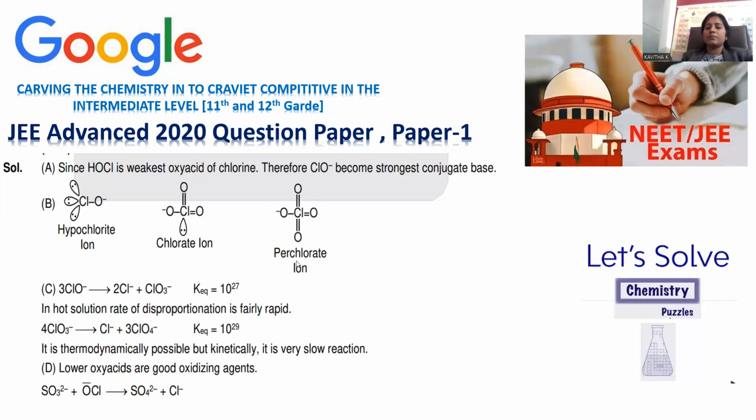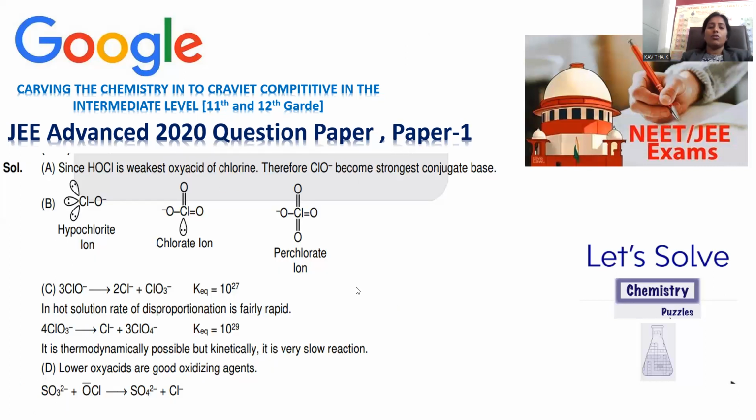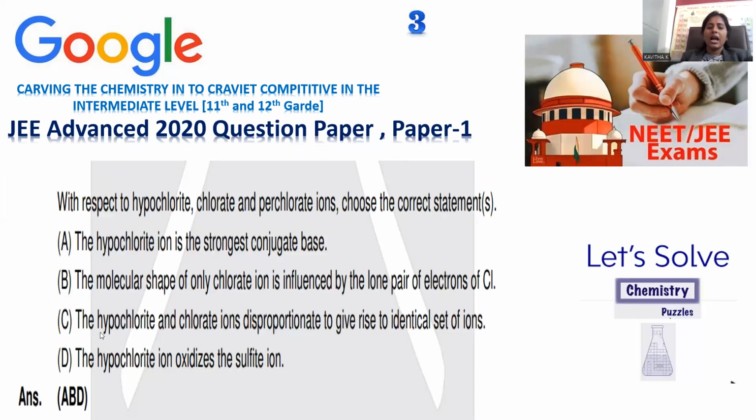And move on to perchlorate. There is no question of a lone pair because chlorine has completely participated in bonding. No lone pair of electrons upon this one. So the perchlorate ion does not have any kind of lone pair, so there is no question of lone pair of electrons related to its geometry. So what they are saying is that only in chlorate does the lone pair of electrons matter for its geometry. That's correct. Move on to C.